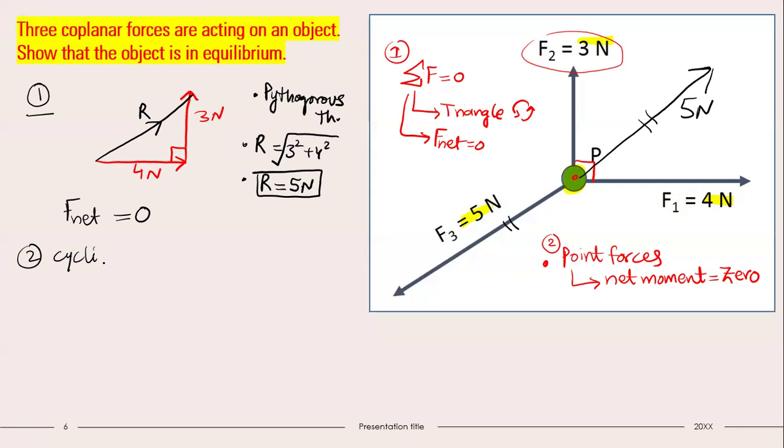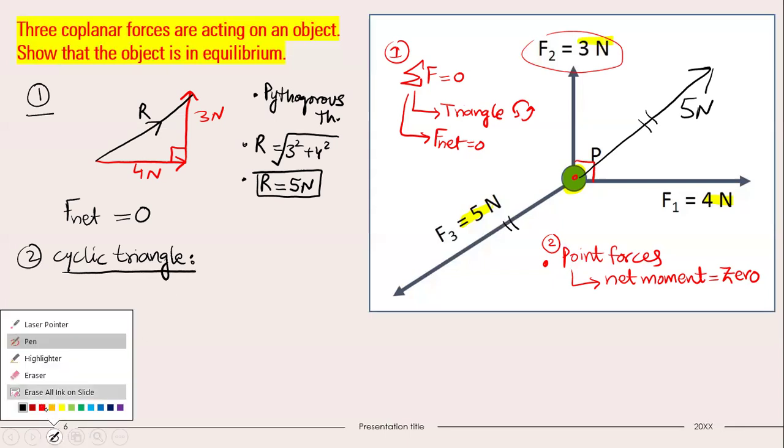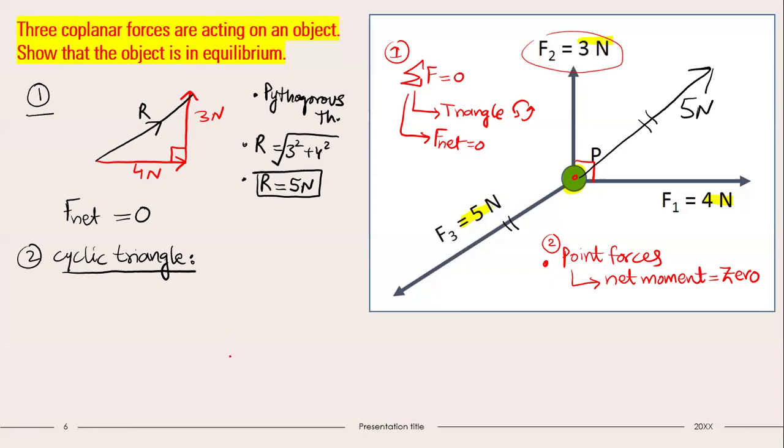The second way is just drawing a cyclic triangle, because if we can draw the cyclic triangle, then we can prove that the object is in equilibrium. So let's try to draw the cyclic triangle. The first vector that we can draw is this 4 Newton. The second vector is this F3, which is 5 Newton. And lastly, the 3 Newton force would be drawn over there.